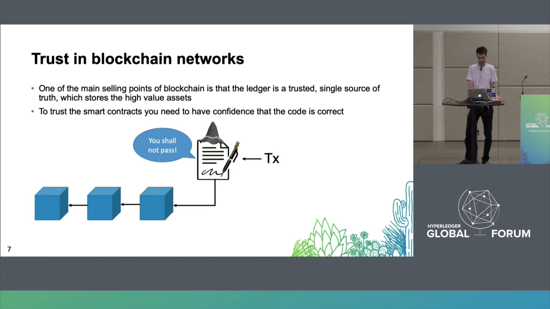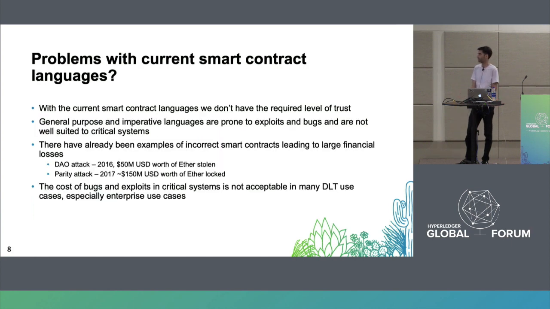So in talking about this trust, what's the problem with the current smart contract languages to achieve this? For those who aren't overly familiar with Fabric, we currently support three smart contract languages: Golang, Java, and JavaScript. And these are all general purpose imperative languages. And these languages are prone to exploits and bugs that are not well suited for critical systems. So there are some classic examples of this that I'm sure you've all heard about, like the DAO attack and the Parity attack, both on Ethereum, that cost lots of money.